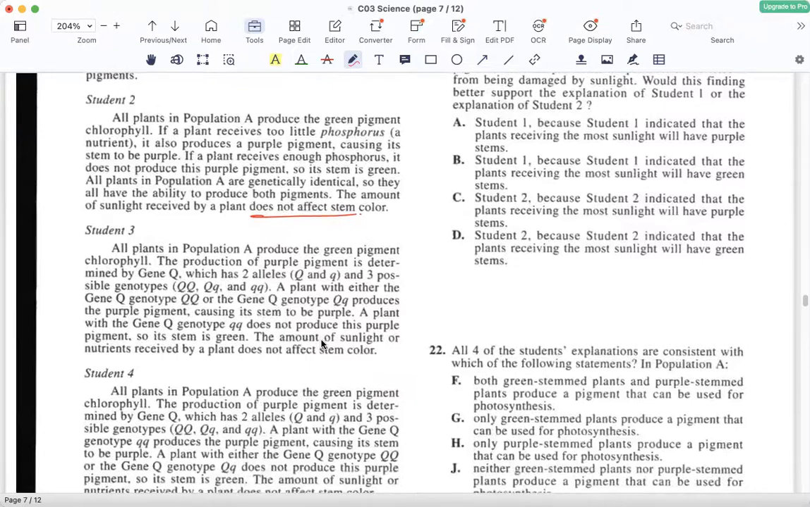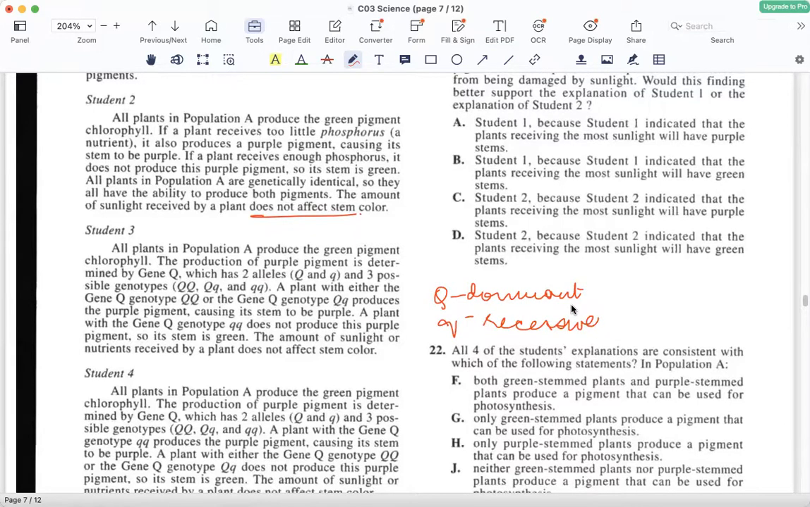Student 3: all plants in population A produce the green pigment chlorophyll. The production of purple pigment is determined by gene Q, which has 2 alleles, capital Q and small q, and 3 possible genotypes. A plant with either the QQ genotype or the Qq genotype produces the purple pigment. So capital Q is dominant, right? Causing its stem to be purple. A plant with the genotype small q small q does not produce it. So small q is recessive. Okay. So its stem is green.